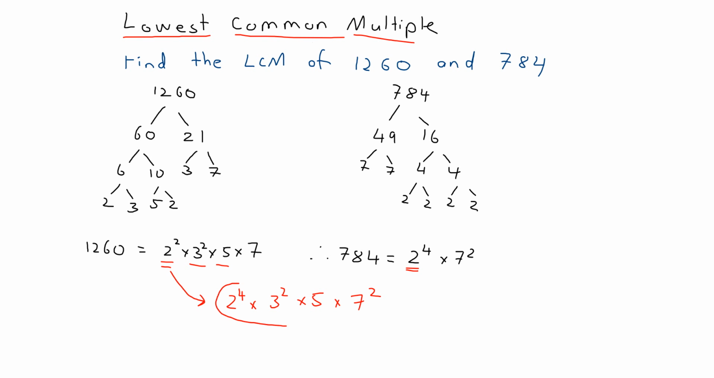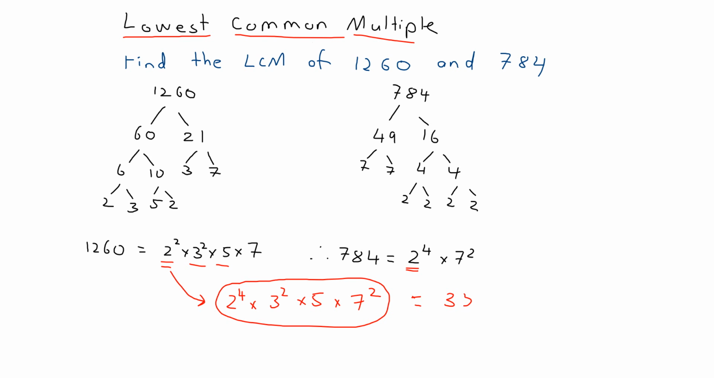So there you go, that's my lowest common multiple written in factorized form. I'm just going to put it in my calculator and see what it becomes. 2 to the power of 4 times 3 times 3 times 5 times 7 times 7. You might be doing this along with me. And there we go. I hope I've calculated it right.